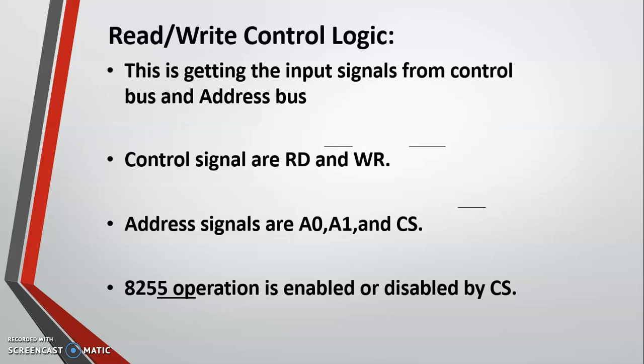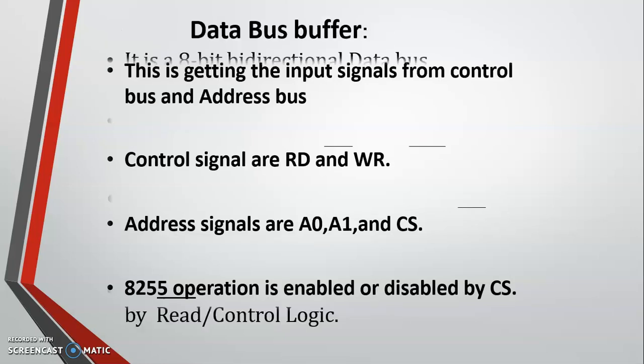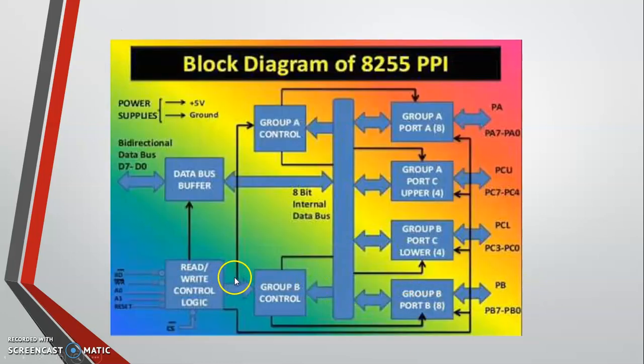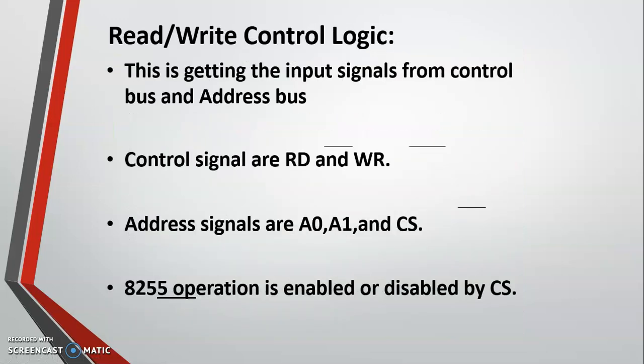Then the next block is the read-write control logic. The read-write control logic is used to manage all of the internal transfers of data. It also manages the transfer of control and status words. It accepts the control word and issues the command to both groups A and B. This block connects many control signals like RD bar and WR bar, that is read and write. Then A0 and A1 are used for selecting the ports. The reset pin is used to reset the device, and the chip select to enable or disable the 8255.